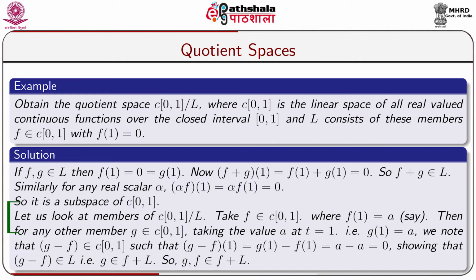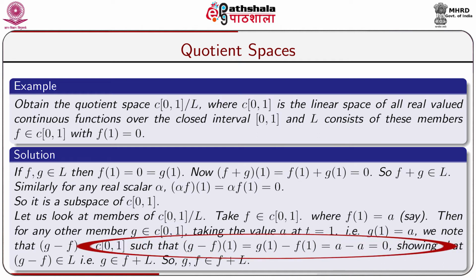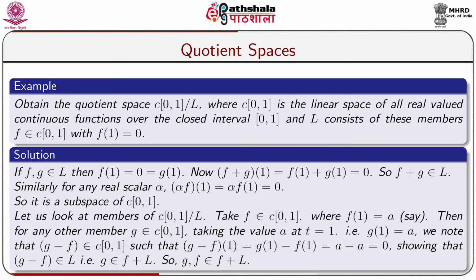Let us look at members of C[0,1] by L. Take f belonging to C[0,1] where f(1) is equal to a, say. Then for any other member g belonging to C[0,1] taking the value a at t equal to 1, that is g(1) is equal to a, we note that g minus f belongs to C[0,1] such that (g minus f)(1) is equal to g(1) minus f(1). As g(1) equal to a and f(1) is equal to a, we see that (g minus f)(1) is equal to 0, showing that g minus f belongs to capital L, that is g belongs to f plus L.